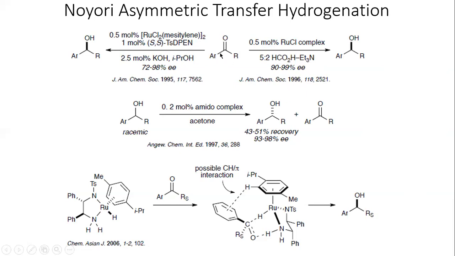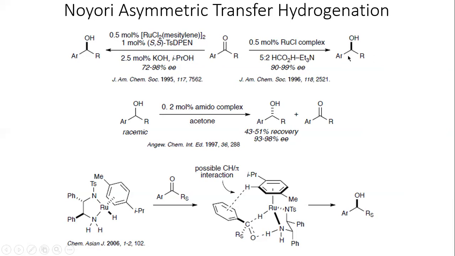Published this in 96. You can see you get one enantiomer, 90 to 99% EE. That's excellent. And then here, using isopropanol as your hydrogen source and KOH, 2.5 mole percent, and then 0.5 mole percent of this ruthenium acetylene complex, you can, again, hydrogenate this ketone, and you end up here. 72 to 98% E, with this being the major enantiomer.